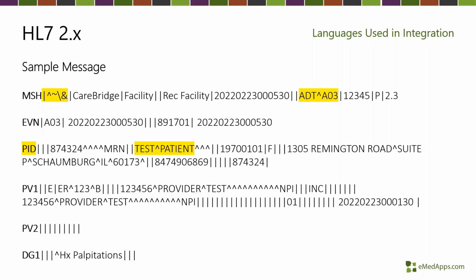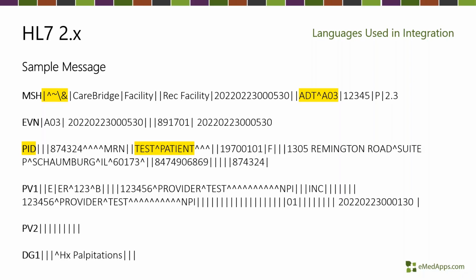The first is that MSHs will always start with a character definition. These are encoding characters that are used within the message. So these tell you how fields are separated, how subfields are separated, and how control characters are escaped within your message. You'll also see the message type here. This will tell you what kind of a message it is. So I see ADT. That tells me this is an admit or discharge message for the patient. And then the A03 tells me what type of message it is. So an A03 is a discharge message. So I know from looking at this that this is a discharge of a patient in the system.